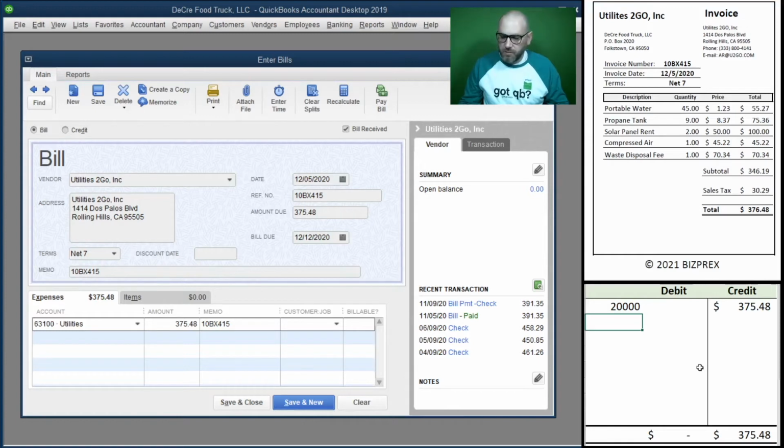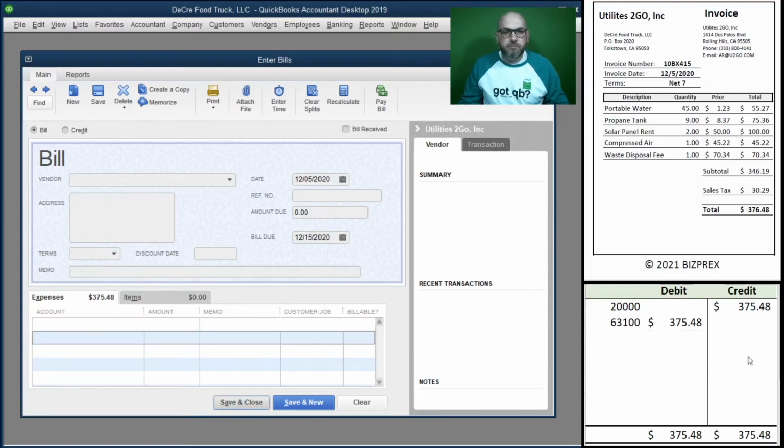What else is happening? Well, our expenses, at least on accrual basis, are going up. Again, for tax purposes, there would be a difference. We'll discuss it in some of our future videos. Anyway, here we are, ready to go. Save and close.